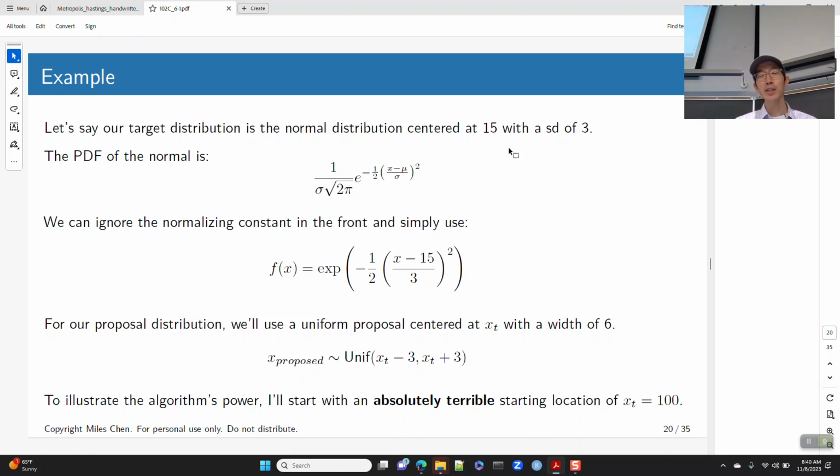Okay, so the idea of this distribution generating a value at 100 is kind of absurd. It would never do that. But I'm going to go ahead and just start my Markov chain at 100, because what I want to show you is that with this algorithm, wherever you start, even if it's at a terrible starting location, if you let the Markov chain run long enough, it will eventually find its way to where it's supposed to be and then generate random values from the target distribution.